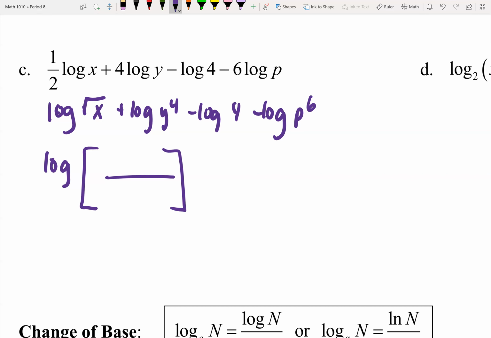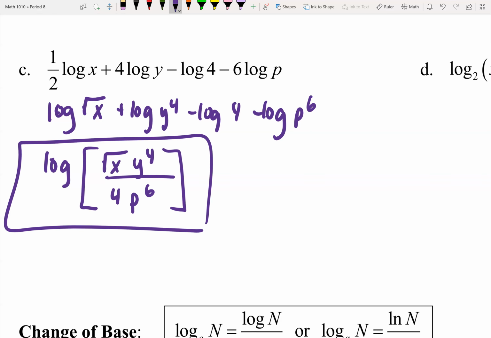Anything that is a negative goes on the bottom. So on the bottom goes a 4 and a p to the 6th. Anything that's a positive goes on the top. So that'd be the square root of x and y to the 4th, and I'm done.